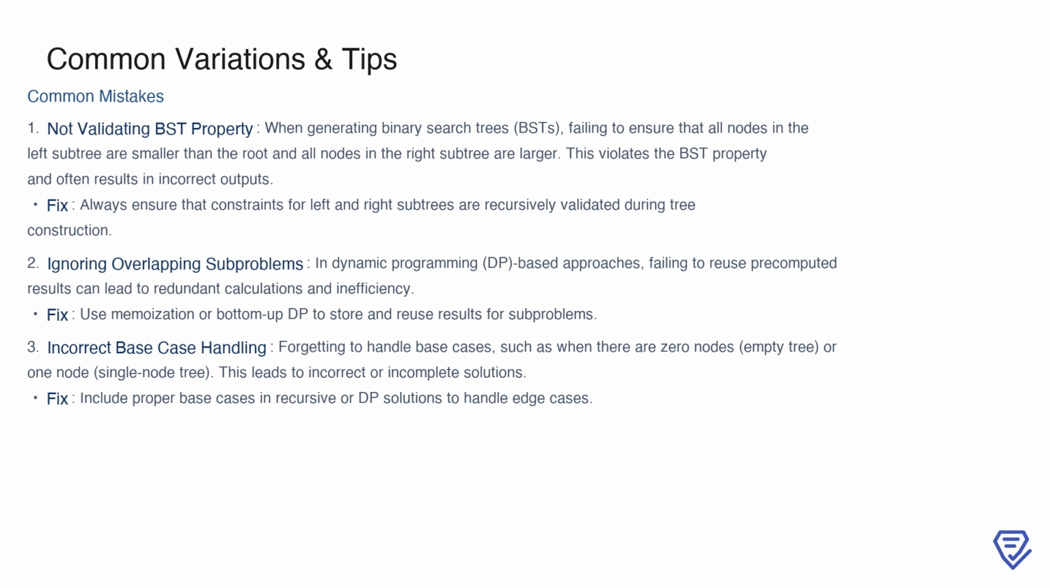Additionally, incorrect handling of base cases, such as when there are 0 or 1 nodes, is another common error. These edge cases are essential for completeness, and neglecting them can lead to incorrect outputs. Ensuring that your recursive or DP solution includes robust base case handling is key to solving the problem effectively.